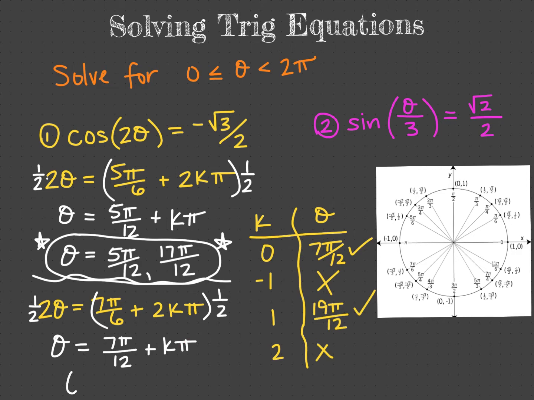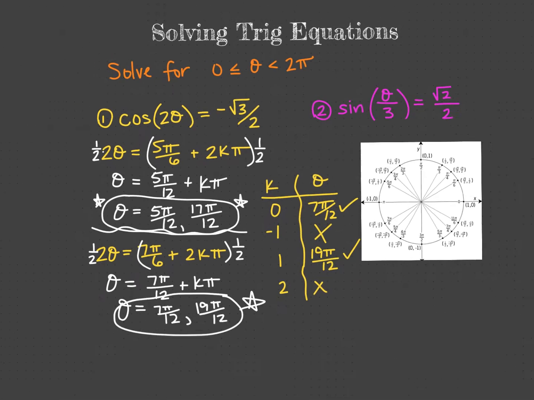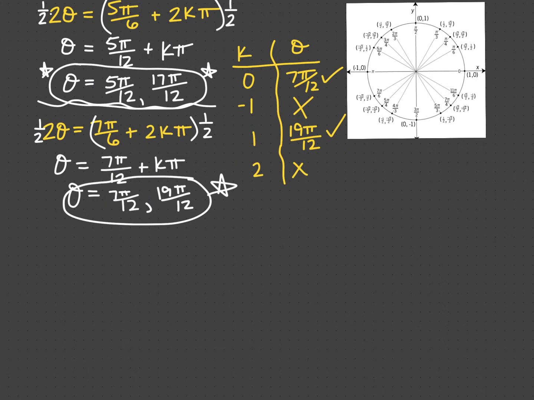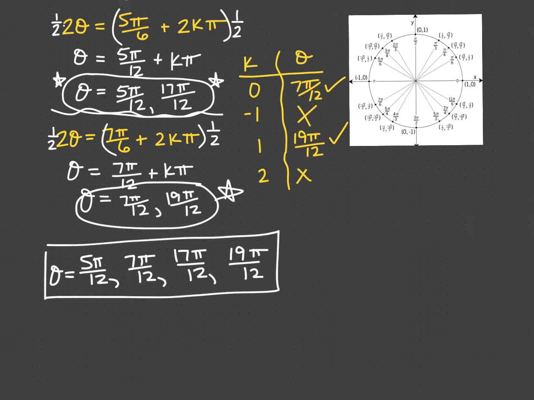So our final 4 solutions to this are 5 pi over 12, 17 pi over 12, 7 pi over 12, and 19 pi over 12. So these are our 4 solutions. I'm going to write them in order from least to greatest. So we'll start with 5 pi over 12, then 7 pi over 12, then 17 pi over 12, and lastly 19 pi over 12. And those are our 4 solutions for theta that lie on the interval between 0 and 2 pi.